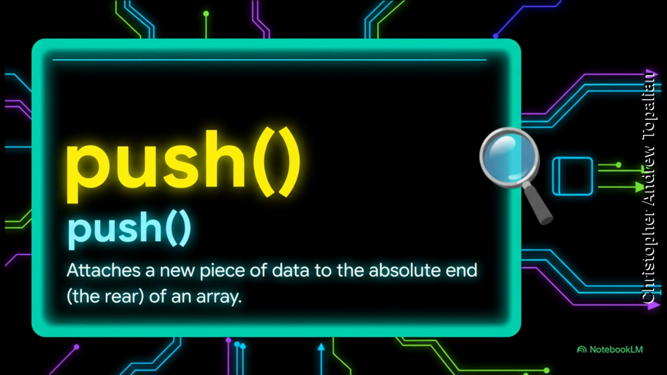It has one clear job. Add one or more new items to the absolute end, the rear of the array. It's clean, it's efficient, and maybe most importantly, it's completely predictable.